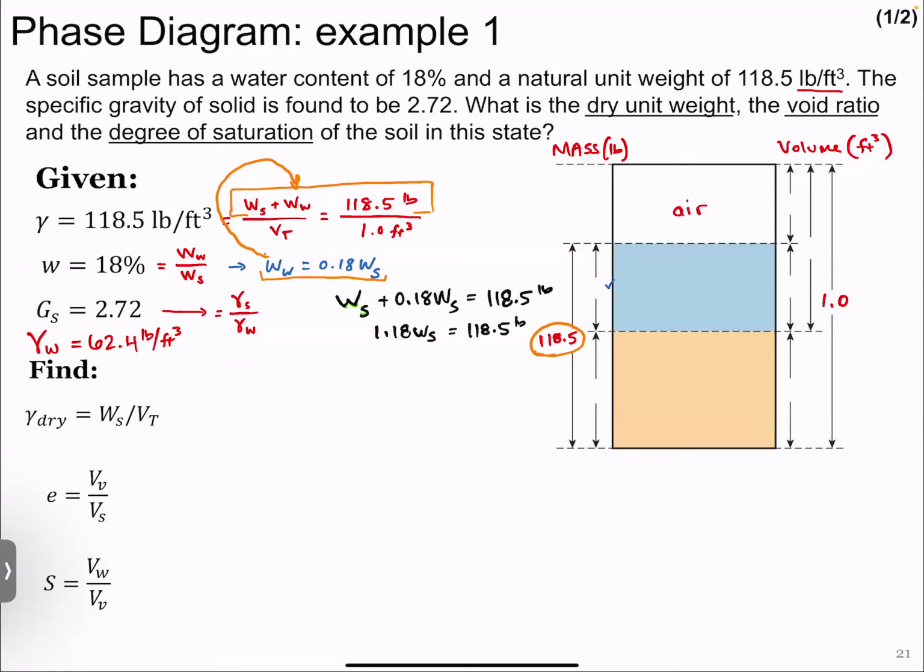Shouldn't it be WS plus 0.18 WS over 1? Yeah, it could be, but anything divided by 1 is itself. This equation in orange right here that I tried to box is essentially this on the mass side. As you see, this 118.5 is equal to these two added together. So yes, the 1 is in there because of volume, but we transfer that over and now it's only on the mass side.